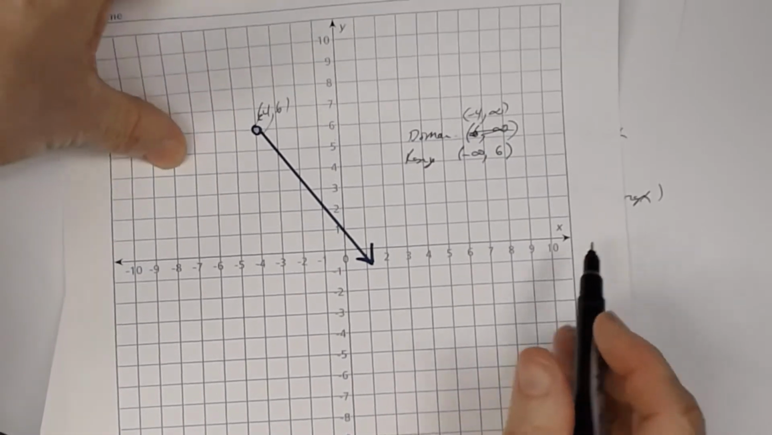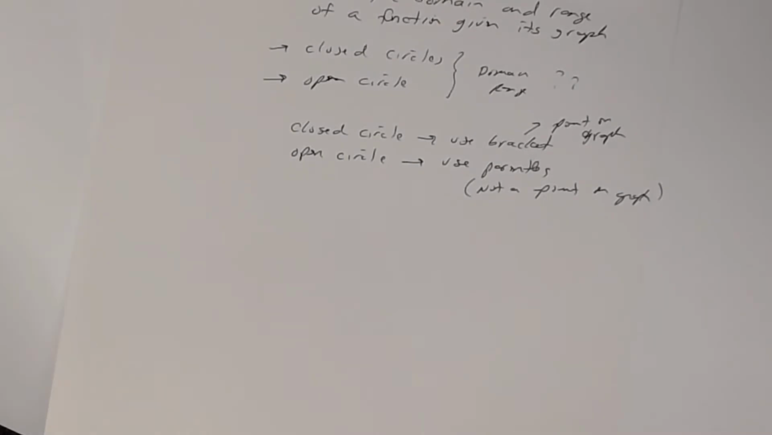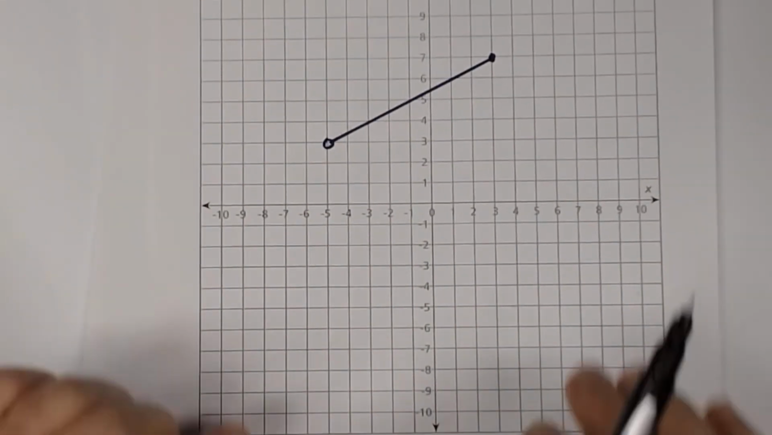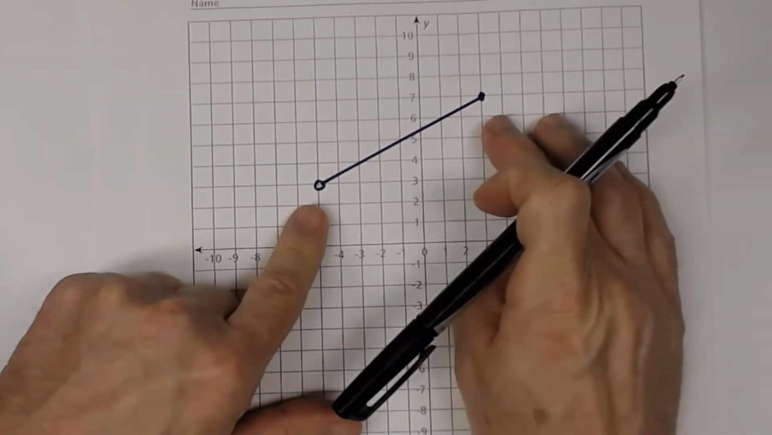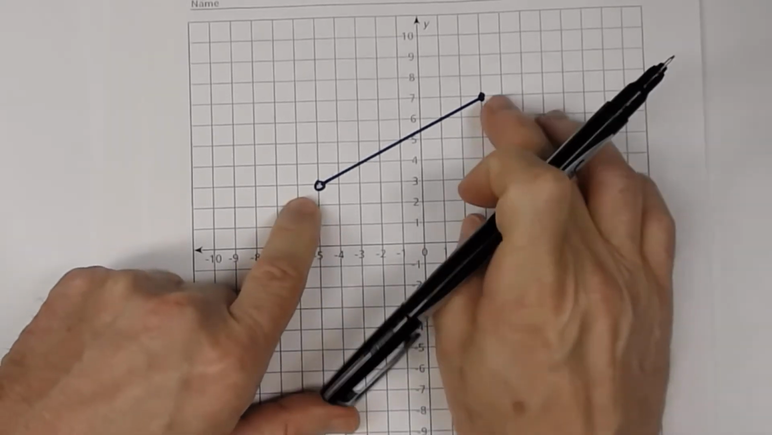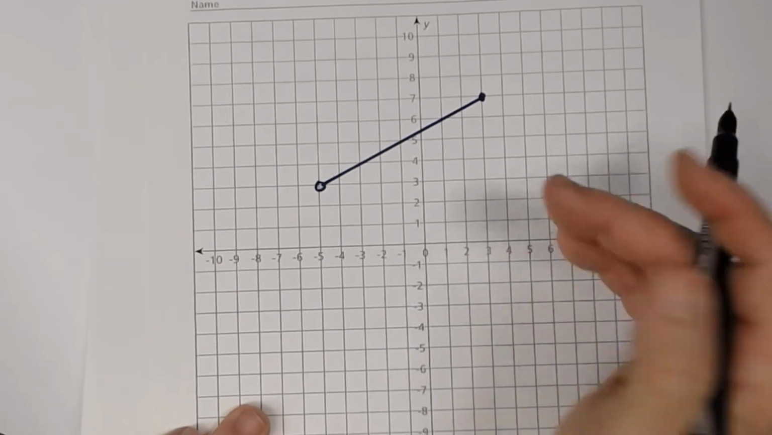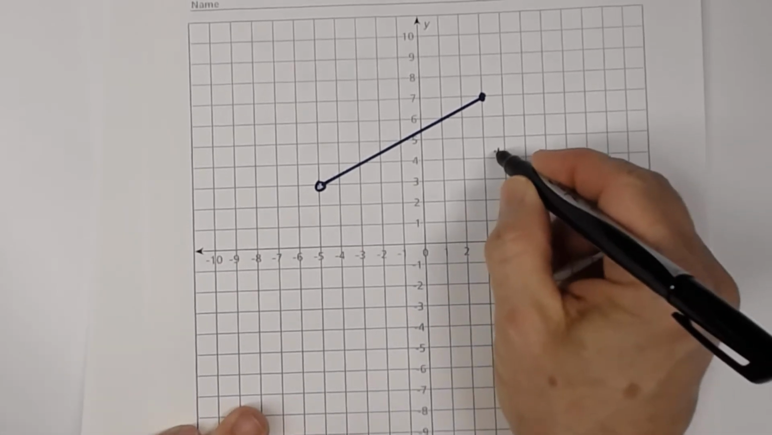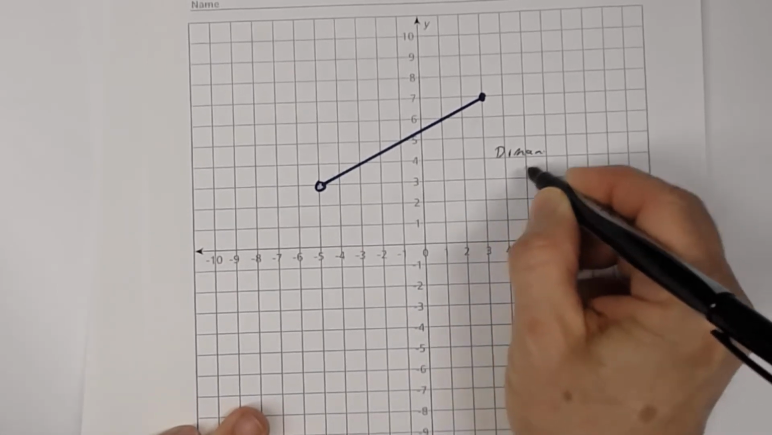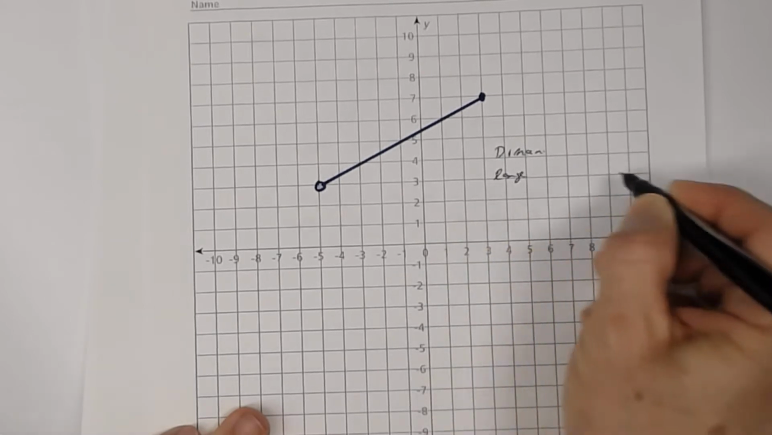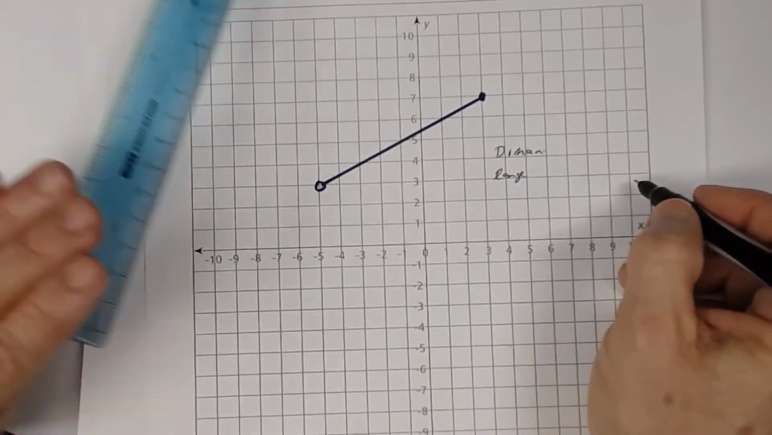All right. Next one. Let's look at this one. Notice this time that you don't see any arrows. You see an open circle and a closed circle. On the right side, you have a closed circle. On the left side, you have an open circle. All right, no big deal. We can handle that now. You have enough information, enough knowledge to be able to determine the domain and range.